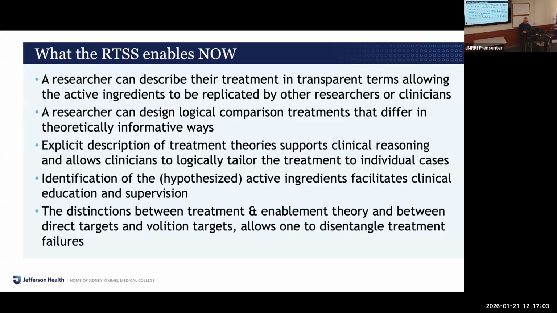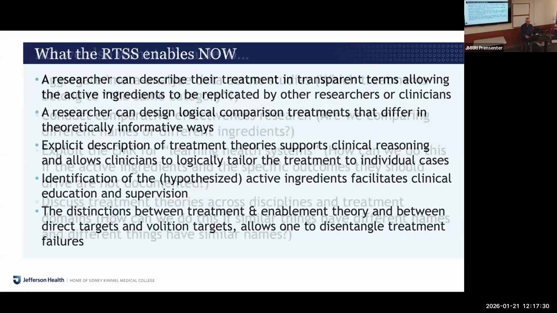And of course, if we talk about what the active ingredients are, that facilitates clinical education and supervision. I can make sure you're delivering the active ingredients and not a bunch of filler. The distinction between treatment theories, and between targets, volition targets, and aims allows people to disentangle the reasons why treatment might fail and to analyze sources of failure more analytically.